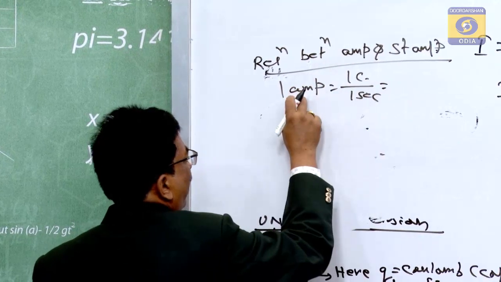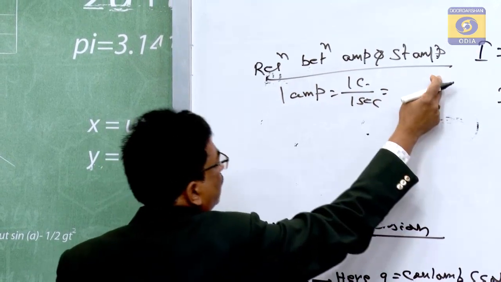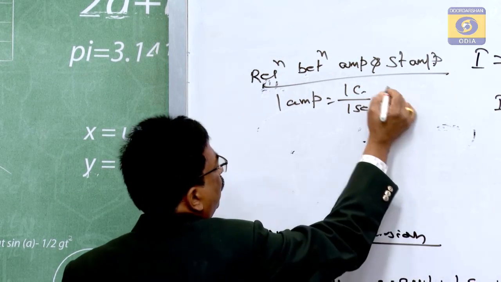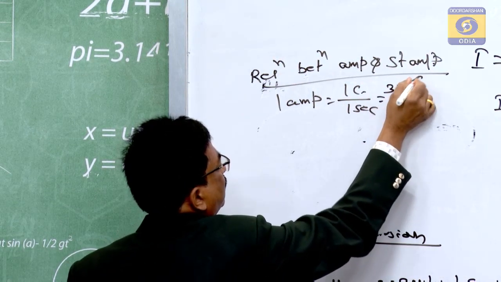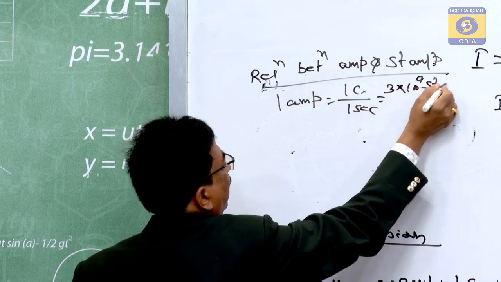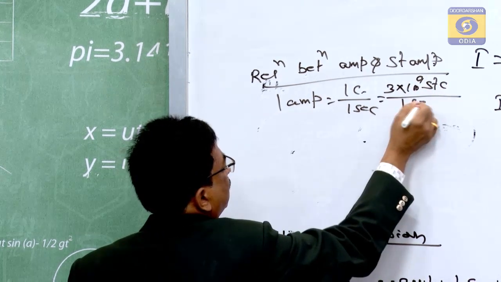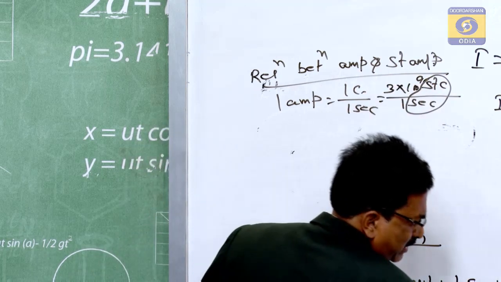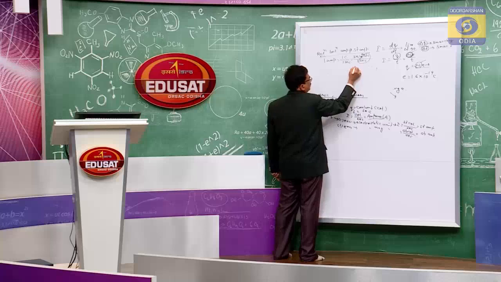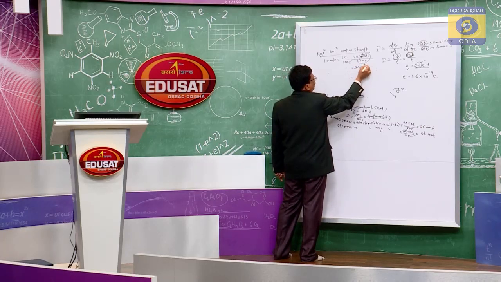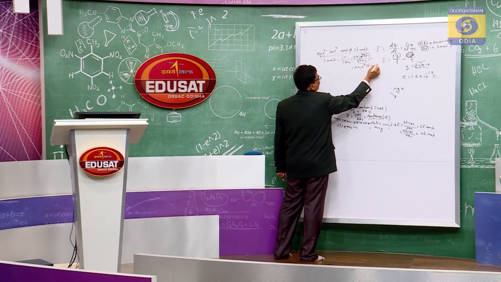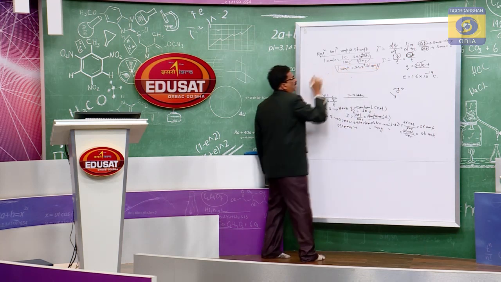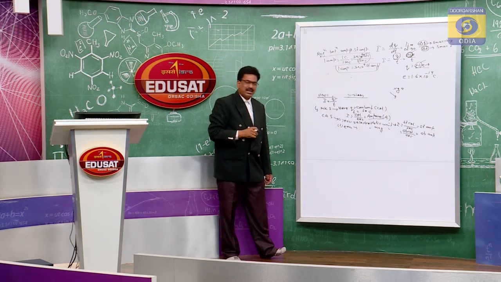And when we want to convert ampere to statampere, this coulomb has to be converted to statcoulomb. And you know very well that 1 coulomb is equal to 3 into 10 to the power of 9 statcoulomb, and this is per second. So, you see, statcoulomb by second is the statampere. So, this is equal to 3 into 10 to the power of 9 statampere. So, 1 ampere is equal to 3 into 10 to the power of 9 statampere.